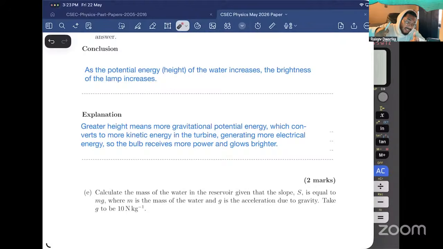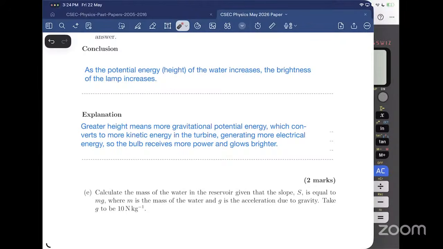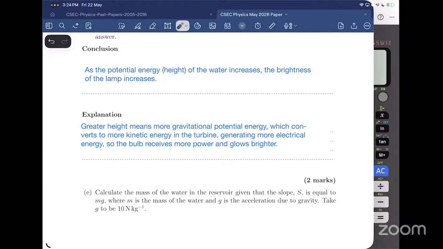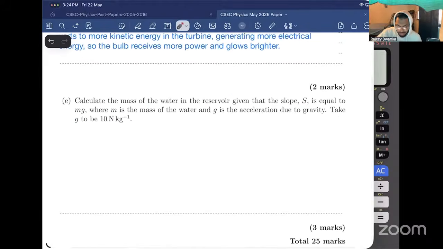And that more electrical energy is going to go to where? The bulb. Exactly. And if the bulb receives more energy, the bulb will glow and get brighter. Exactly. Easy stuff. Calculate the mass of the water in the reservoir given that the slope is equal to mg.